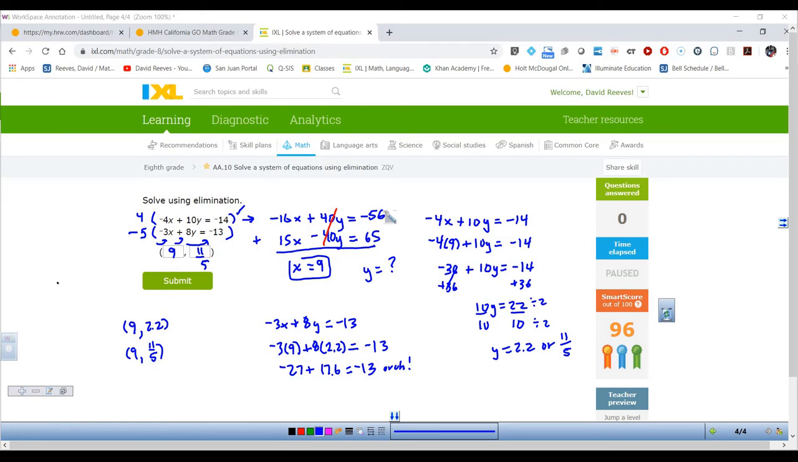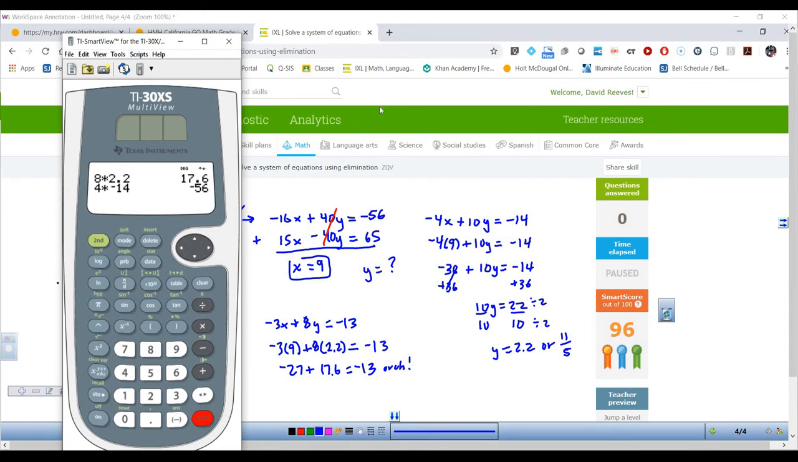So far, so good. All right, my next one down here, I multiplied this equation by negative 5. A negative 5 times a negative 3 is a 15x, right? A negative 5 times an 8y is negative 40y, and a negative 5 times a negative 13, I've got 65. Let me double check that math right there.